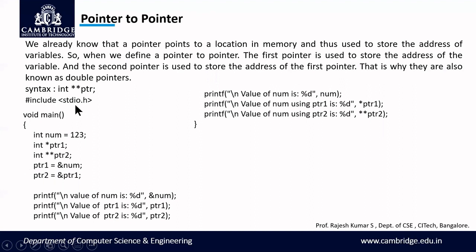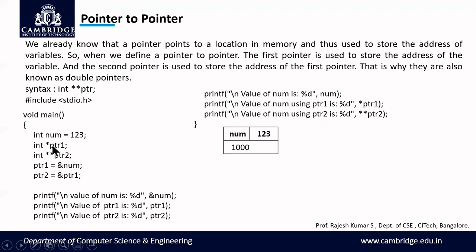A header file we have written, then void main. Here I have declared and initialized a variable. num is a variable holding the value 123, and it is of type integer. Here I have written the block diagram representation. num has the value 123, and assume that the address of this variable is 1000.